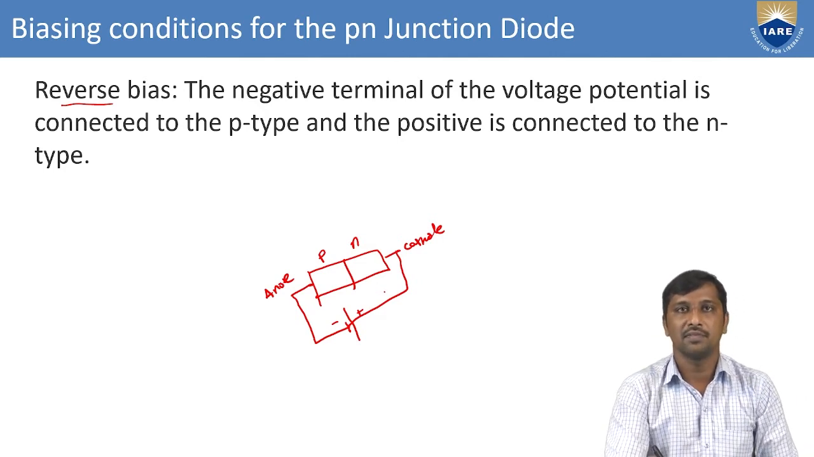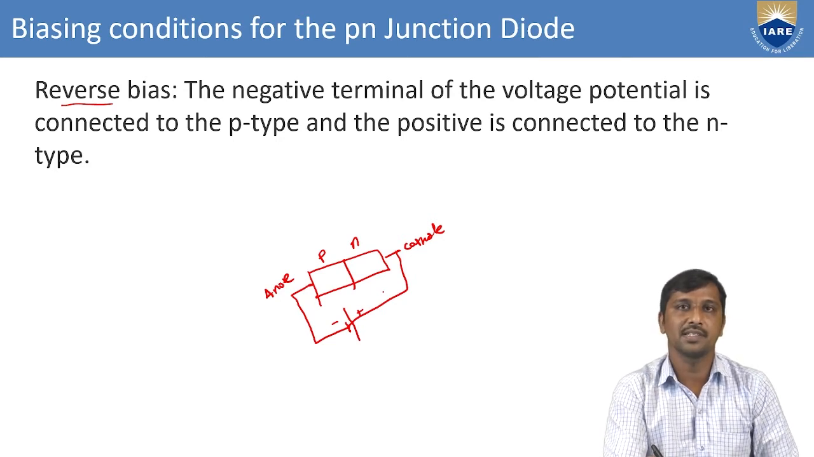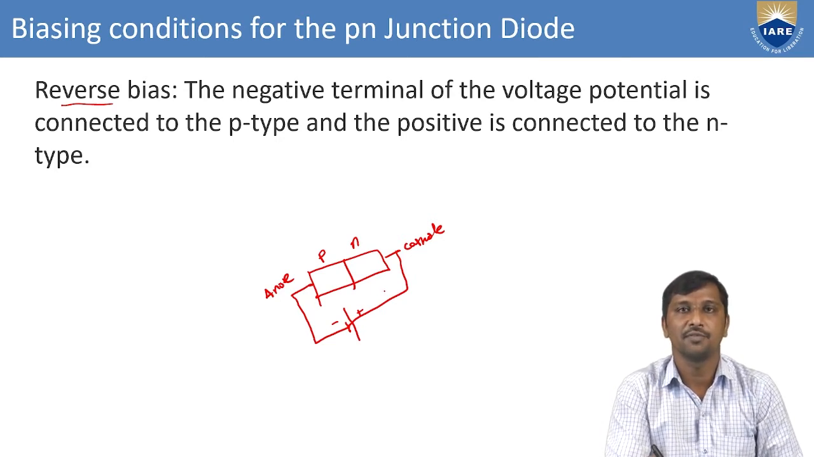So that is the reason we have three biasing concepts here: one is zero bias, another is forward bias, and another is reverse bias. We will see what happens under zero bias, under forward bias, as well as under reverse bias.